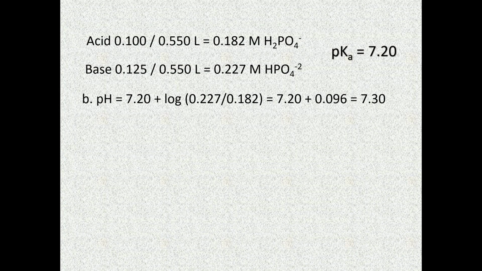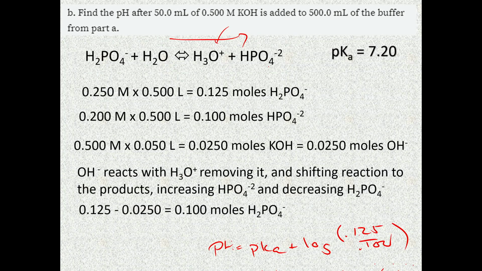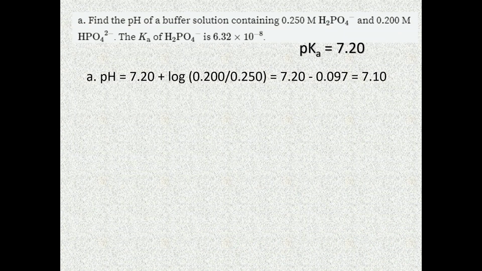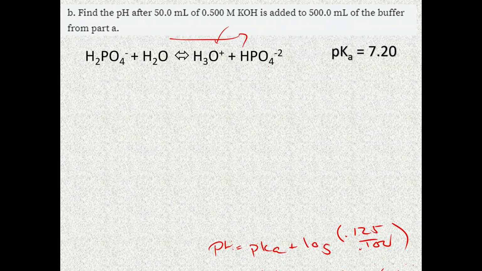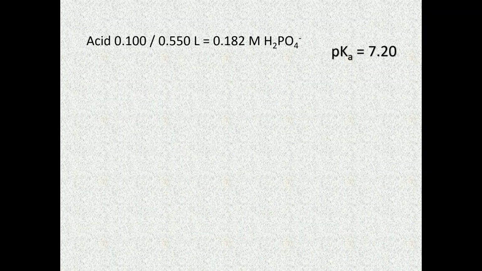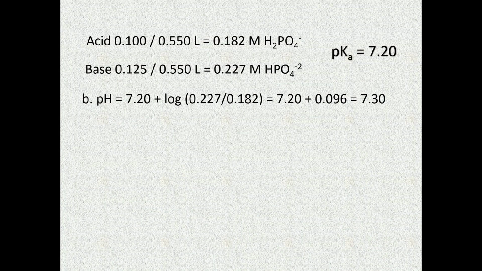I'm adding OH minus, so I want my pH to go up. And now my pH has gone up from 7.1 to 7.3. So I did get an increase. By adding base, I went up from 7.1 to 7.3, but that's not awful. That is the buffering capability of this combination. What would happen if I added that same amount of KOH to pure water?